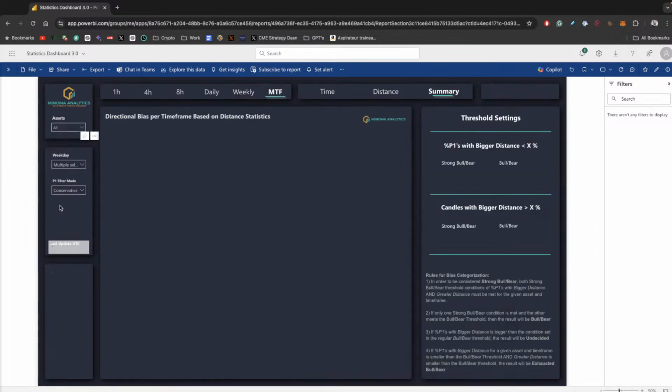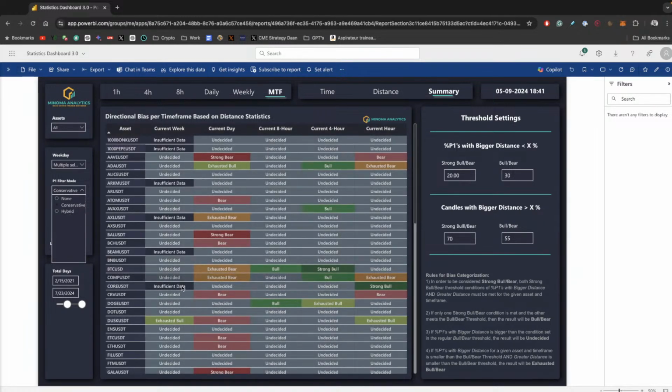And you will see now, and now you will understand why conservative gives less signals here than the hybrid, or none. Let me just wait for this to load. So here, not that many signals, and then we switch it to hybrid. And then what we will probably see, bam, lots more signals, right? And now you know why.